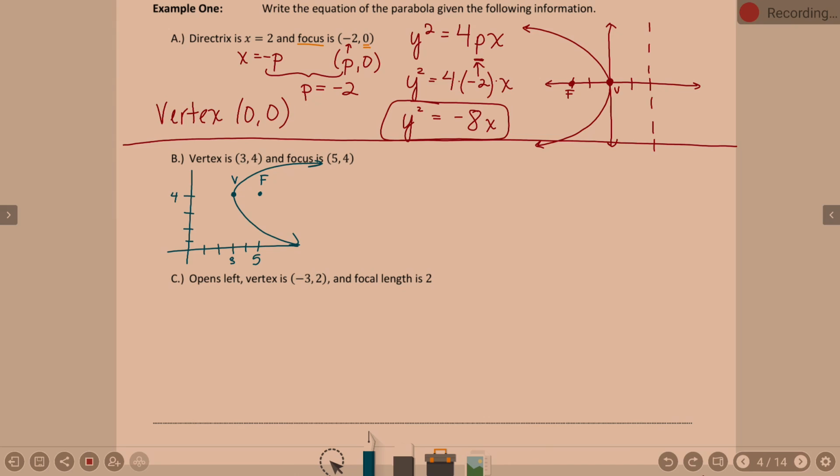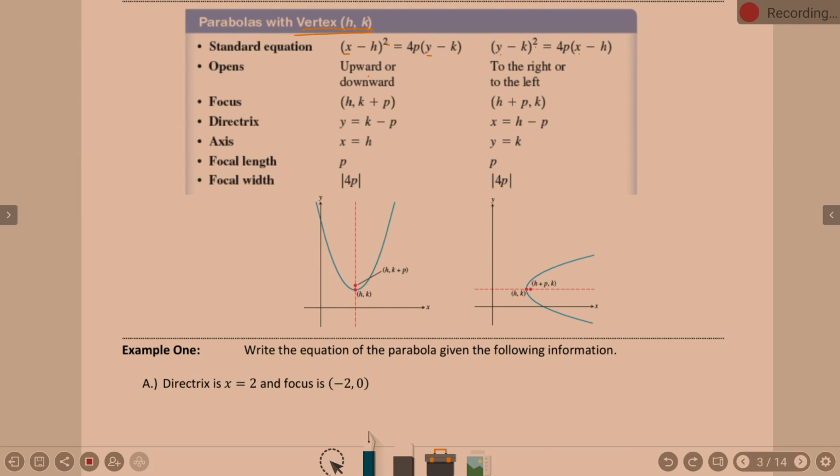So if I go back to my chart, is this going to be a left column or right column problem? Right column. And why is it a right column? Because it's to the right. My parabola opens to the right or the left, doesn't it? Since my parabola opens to the right or the left, I'm going to use that equation right there. I'm going to go write it on my paper, okay?